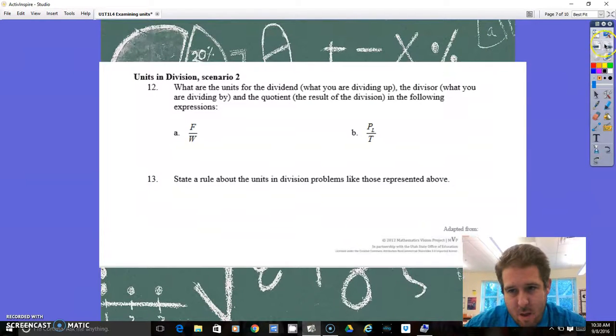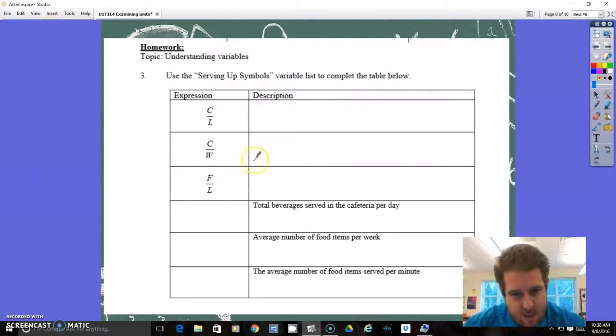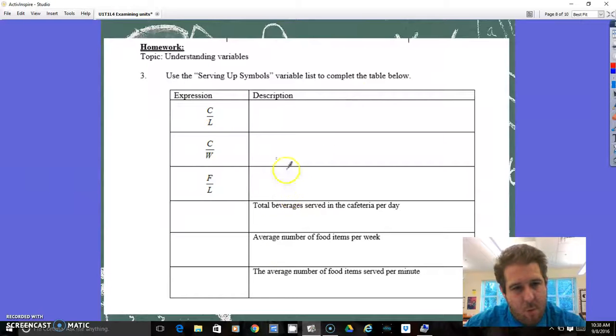Really, pretty neat. All right, so unfortunately I can't show you at this point. So then on the homework, you've got C over line. So you've got classes divided by lines. So how many classes there are divided by how many lines there are gives you a description that will give you an answer of how many classes per line. And this one, classes per worker. So that basically would tell you how many classes each worker will have.